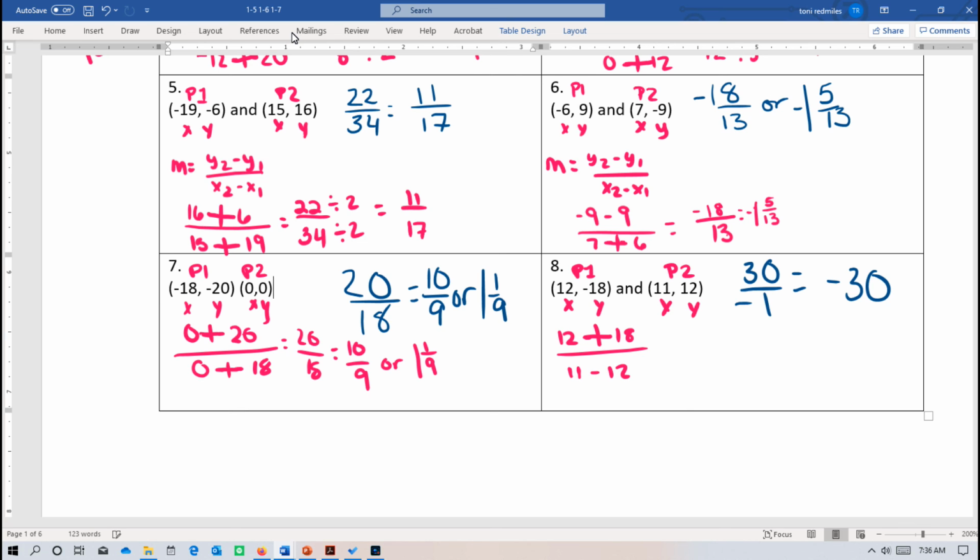These two go positive. 18 plus 12 is going to give me a 30. 11 minus 12 is going to give me a negative 1. And a negative and a positive make a negative number. One goes in 30 times.